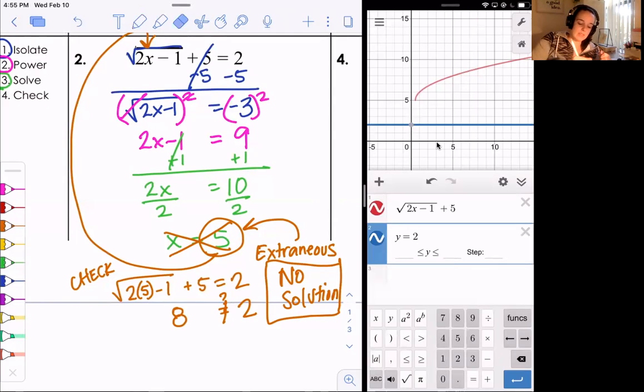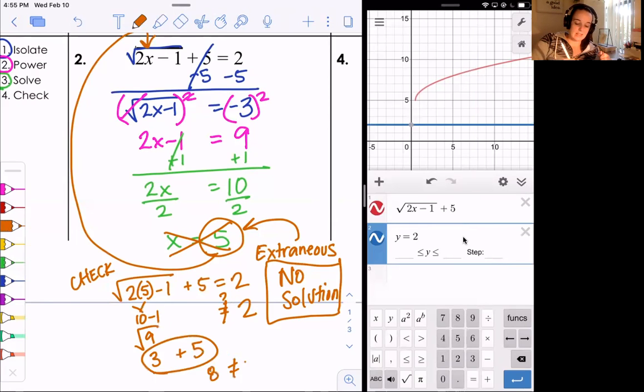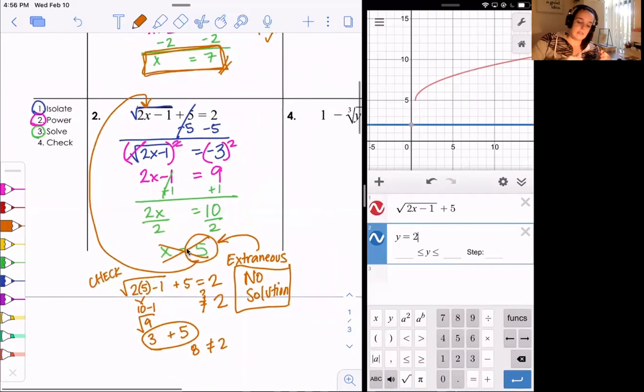So no solution is going to look like this. Mathematically, while I'm doing this, right, if you don't trust a calculator, we can do this in our heads. We have 10 minus 1 would be 9. Square root of 9 is 3 plus 5, right? That equals 8. 8 does not equal 2, so this problem does not check out. When we plug it in and it doesn't check, that means that solution is extraneous, right? So it means that it doesn't count as a solution, okay? All right, we'll keep working on it.